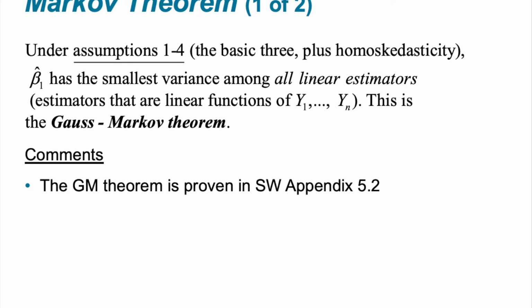So the efficiency of OLS comes from the Gauss-Markov theorem. Under assumptions 1 through 4, we don't need 5 yet, so the basic 3 plus homoscedasticity, beta 1 hat has the smallest variance among all linear estimators. Okay, and we're thinking about estimators that are linear functions of y1 through yn, and this is the Gauss-Markov theorem.